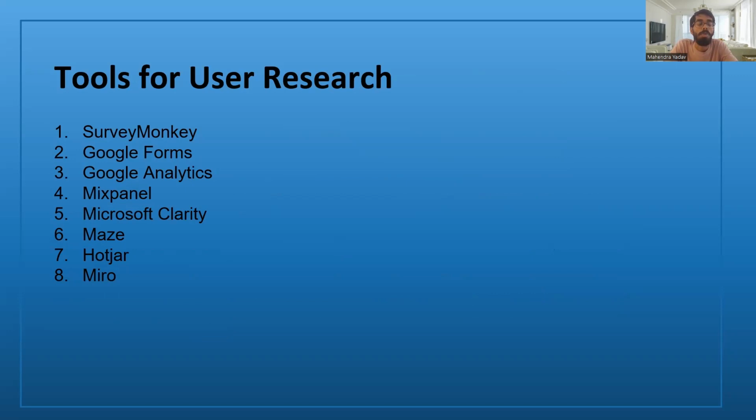You can use SurveyMonkey or Google Forms to do user surveys. Then you can use Google Analytics to get the data of the users. Then you can use Mixpanel. Here also you will get to know which features users are using more, which features they are not using, where they are dropping off, and all other data. Microsoft Clarity. Here you can do video recording of the user sessions, and then you can see how users are interacting with your product, where they are facing problems, and where you can improve the design of your product. You can use Maze, Hotstar, and Miro also.